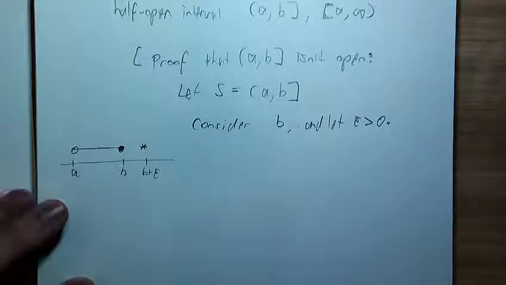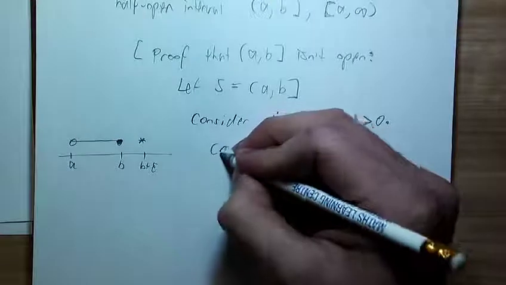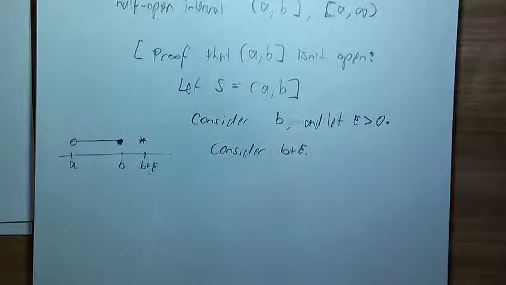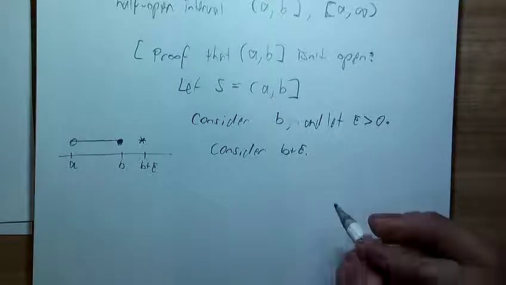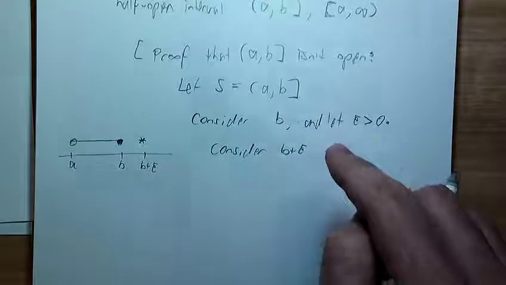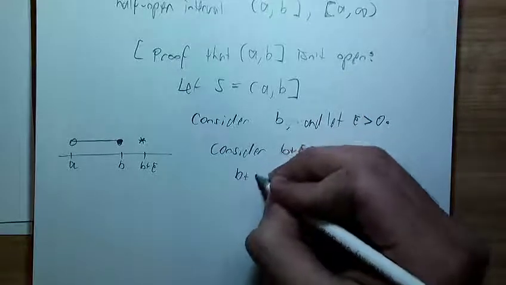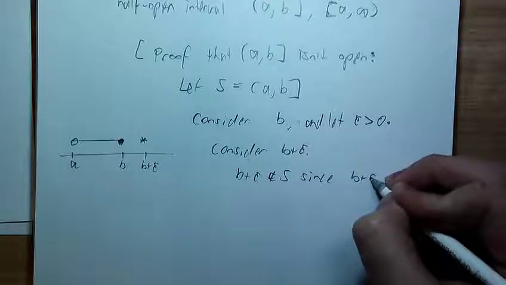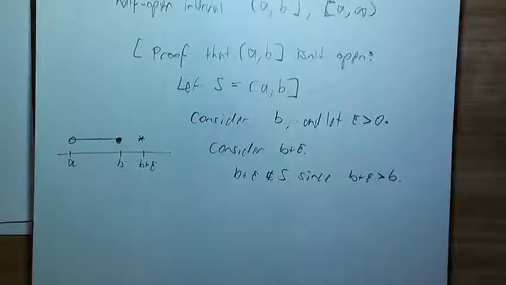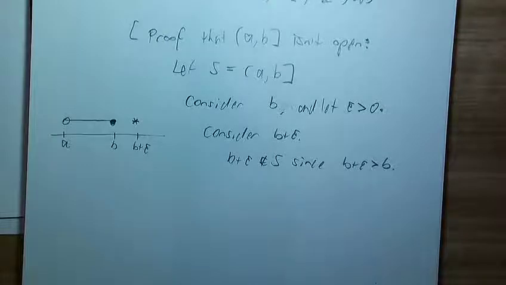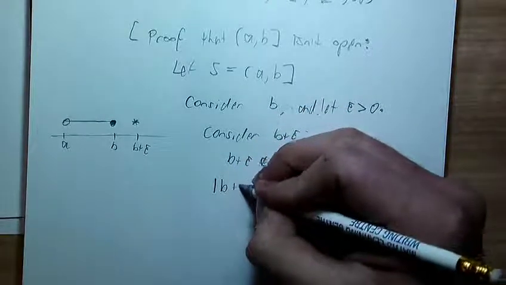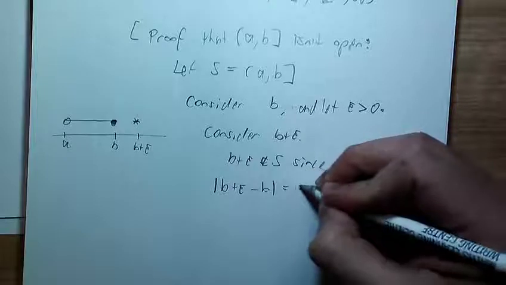Like that? Okay. Consider b plus epsilon. That point's not in S, because it's more than b. B plus epsilon is not in S, since b plus epsilon is greater than b. And it has to be within epsilon of b, which it is. And the distance between b plus epsilon and b is epsilon.